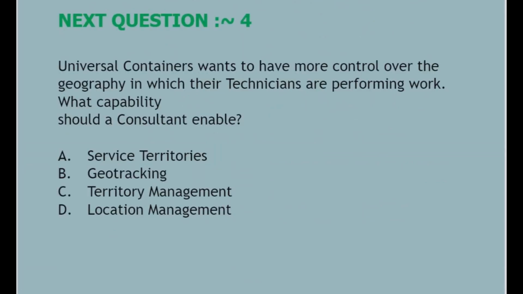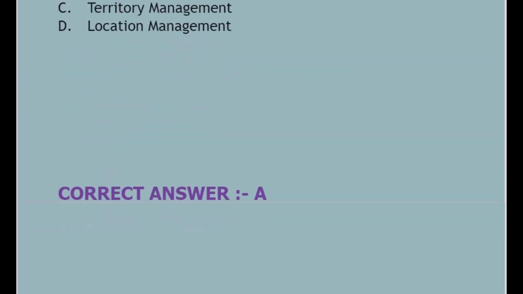Question is Universal Containers wants to have more control over the geography in which their technicians are performing work. What capability should a consultant enable? Option A, service territories. Option B, geo-tracking. Option C, territory management. Option D, location management. Correct answer is option A.